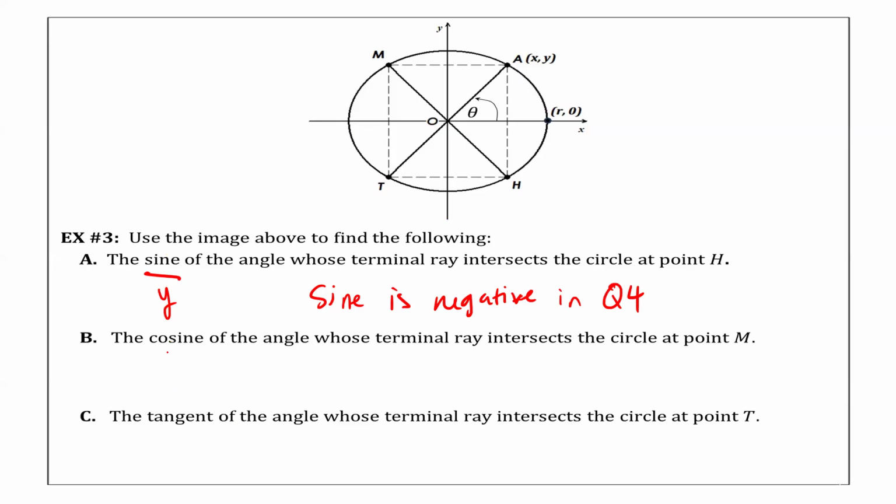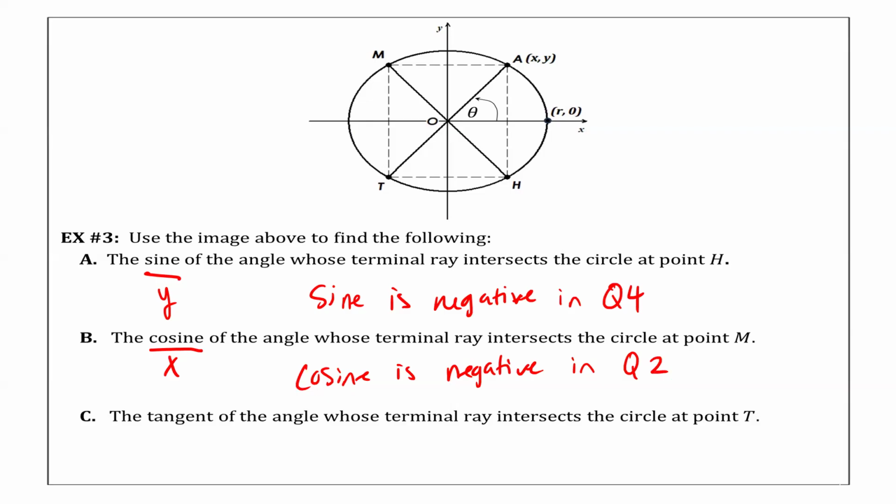The cosine of an angle whose terminal ray intersects the circle at point M. So cosine means X. Point M is now in what quadrant? Quadrant 2. So cosine is negative.